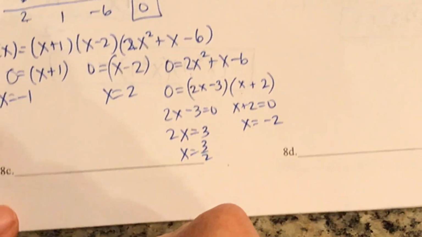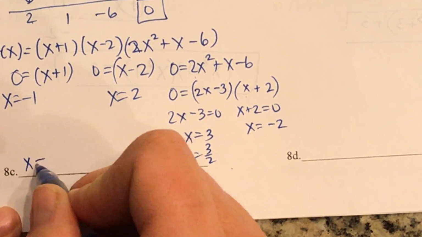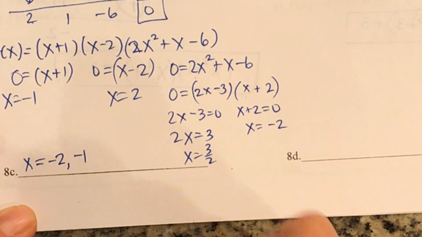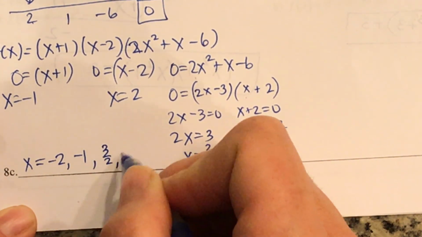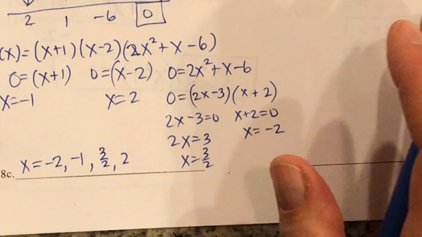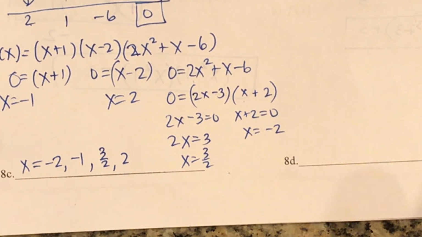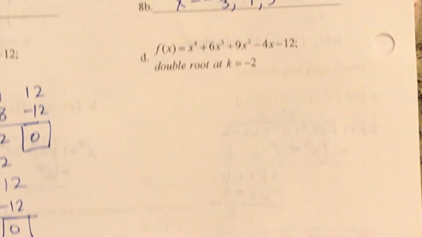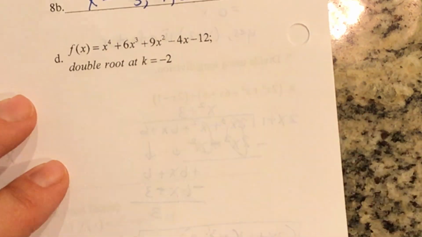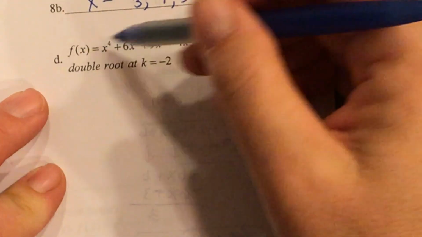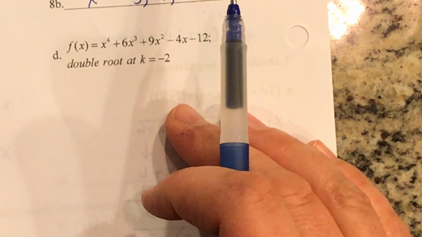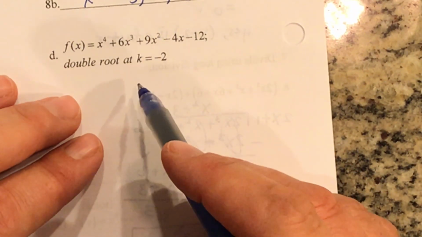Okay, so here we go. X equals -2, -1, 3 halves, 2. There are the 4 answers on this one. And then finally, boy, this is exciting, isn't it? So f of x is another x to the 4th, so that means I should expect to get 4 results right here. I'm expecting 4 results.